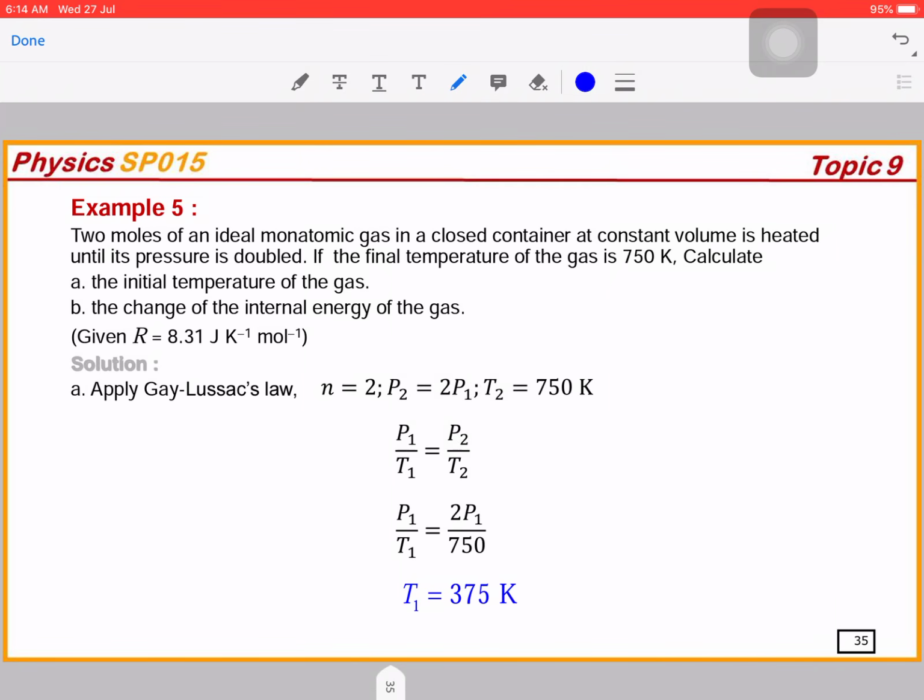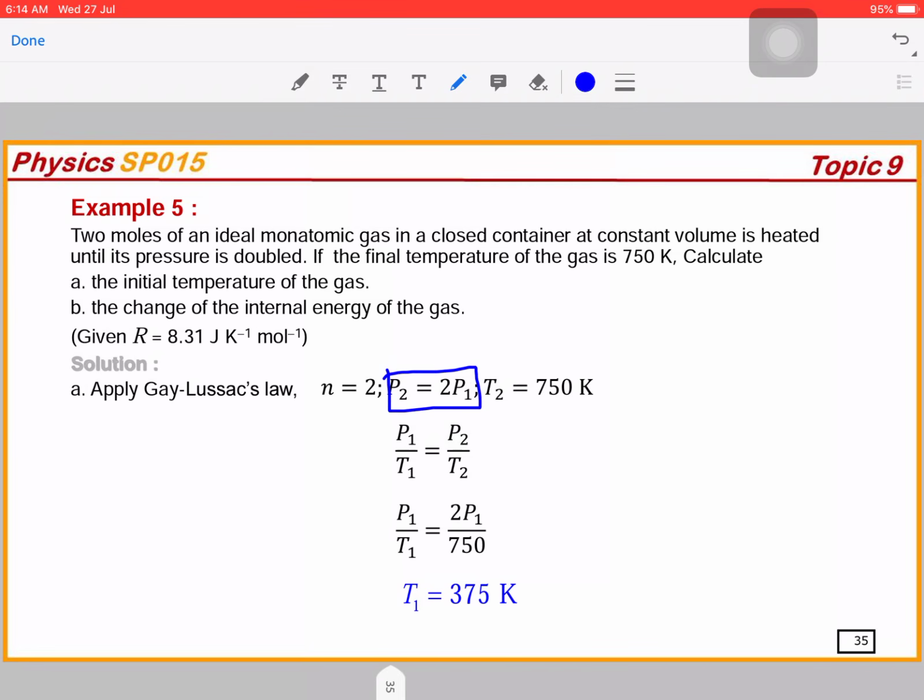Last, example 5. 2 moles of an ideal monoatomic gas in a closed container at constant volume is heated until its pressure is doubled. Okay, the pressure is doubled, so we can say P2 is equal to 2P1. A, if the final temperature of the gas is 750 Kelvin, calculate the initial temperature of the gas. So, we want to find T1. And then B, the change of internal energy of the gas.